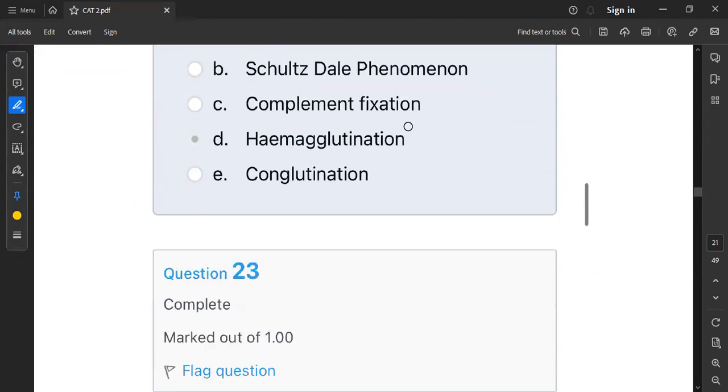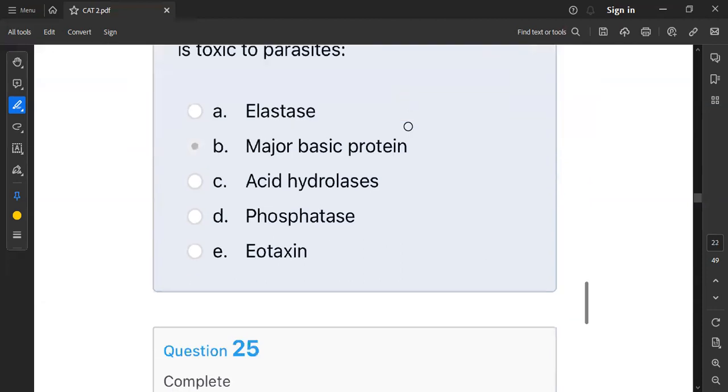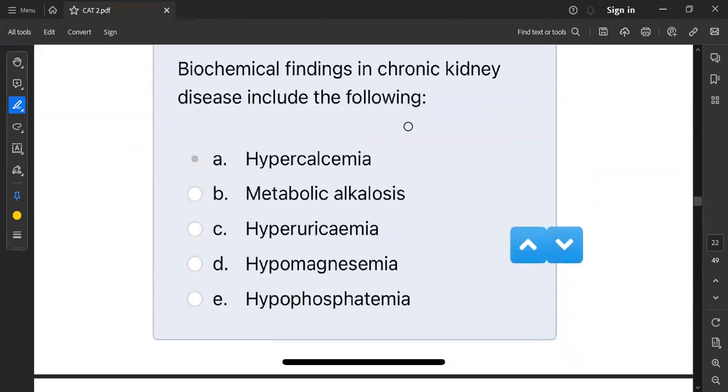Next should be around number 25. Biochemical findings in chronic kidney disease include the following. Let's give this a try. What do you expect to find?